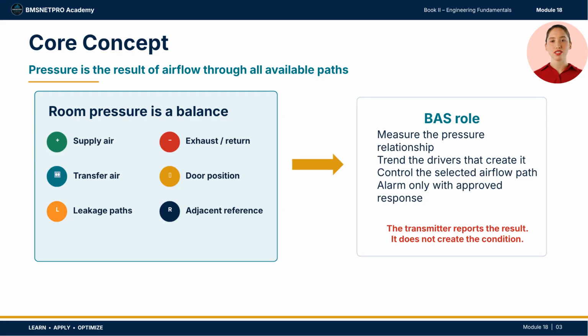Doors create large temporary openings. The adjacent reference space may be stable, unstable, positive, negative, or affected by the building envelope. The pressure transmitter reports the result of those conditions. It does not create the condition. This is why a BAS professional must read pressure, airflow, doors, mode, and adjacent space behavior together.